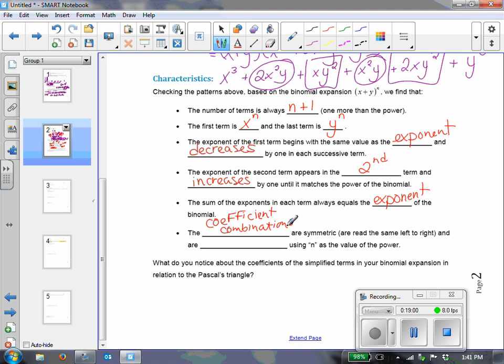They are symmetric. They read the same left to right. Do you guys know what it's called when a number reads the same left to right and right to left? It's a palindrome. It's a word for numbers too. There's a little fun fact for today.